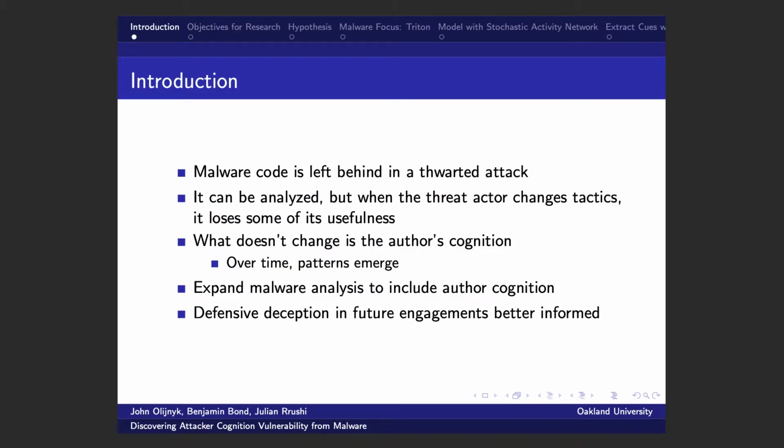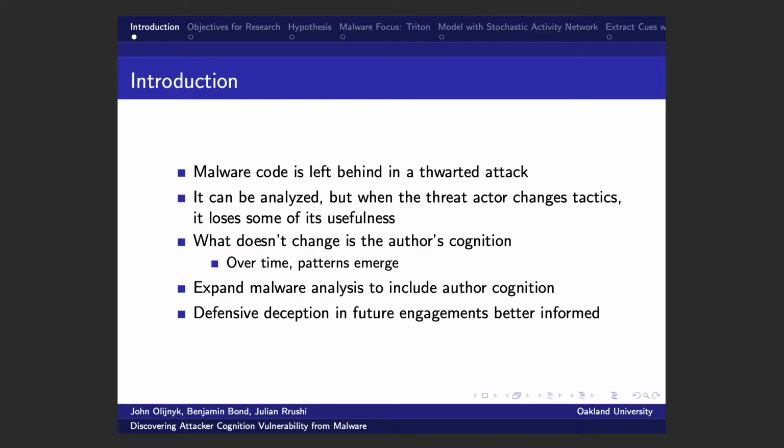So as an introduction, malware code is usually left behind in a thwarted attack when threat actors compromise a system. They write programs to do various actions on that system, and oftentimes these codes are left behind for analysts to find and analyze. And then this analysis can be useful for engaging with these same threat actors in the future, except when the threat actors change their tactics, the analysis can lose some of its usefulness.